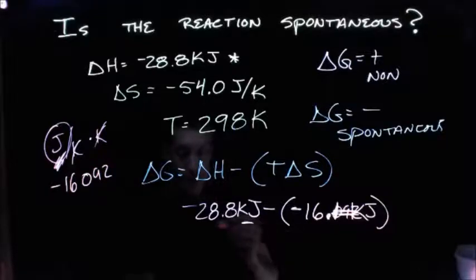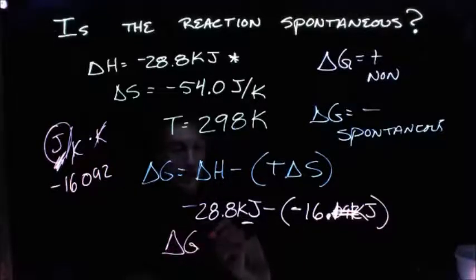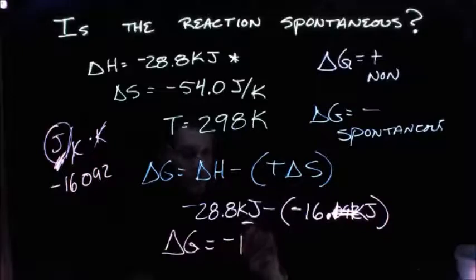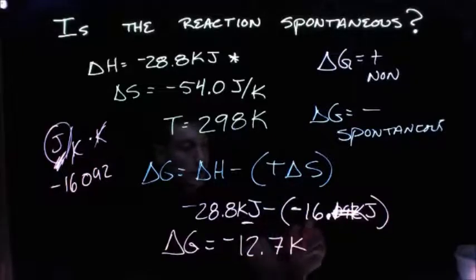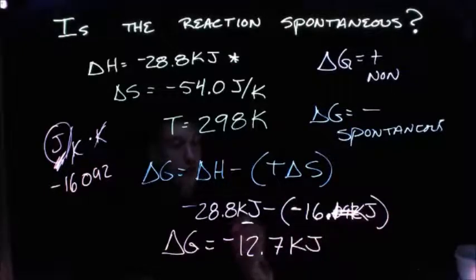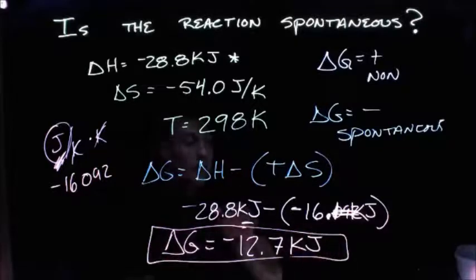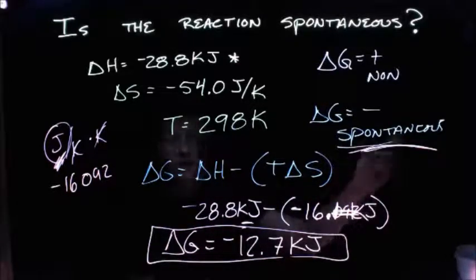And so negative 28.8 minus negative 16.1, the number is going to come out to be negative. So delta G is negative 12.7 kilojoules. And we don't really worry about the value, just the fact that it is still negative. So this is going to be a spontaneous reaction.